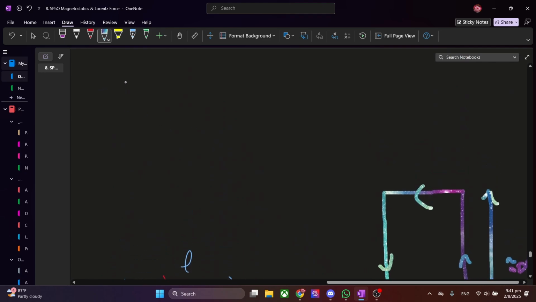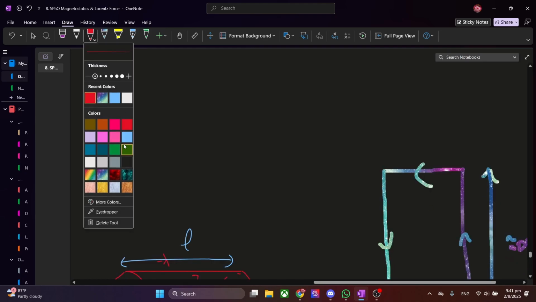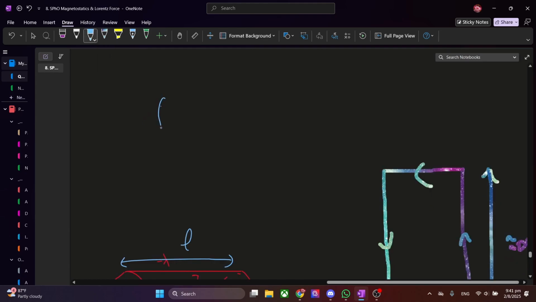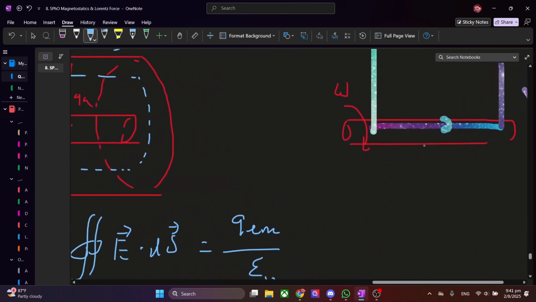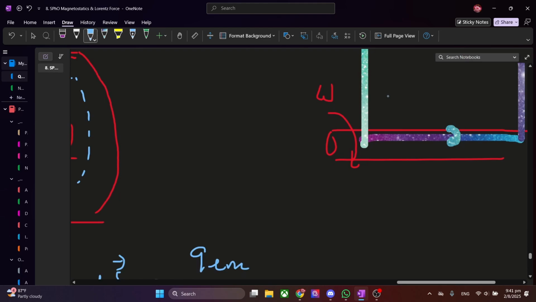To do that, I'll change the normal pen now. We can integrate B dot dl along this, and we can equate it to mu naught I. So what's your B? Your B should be obviously tangential, by the exact same reasoning that we've already done.